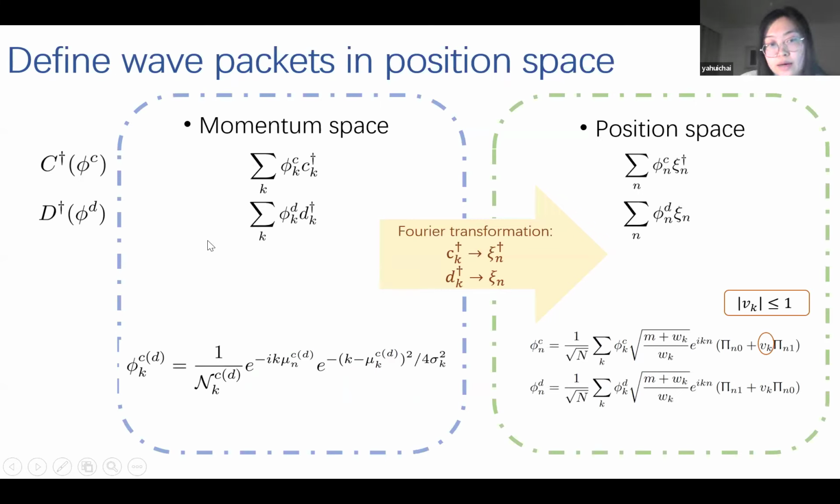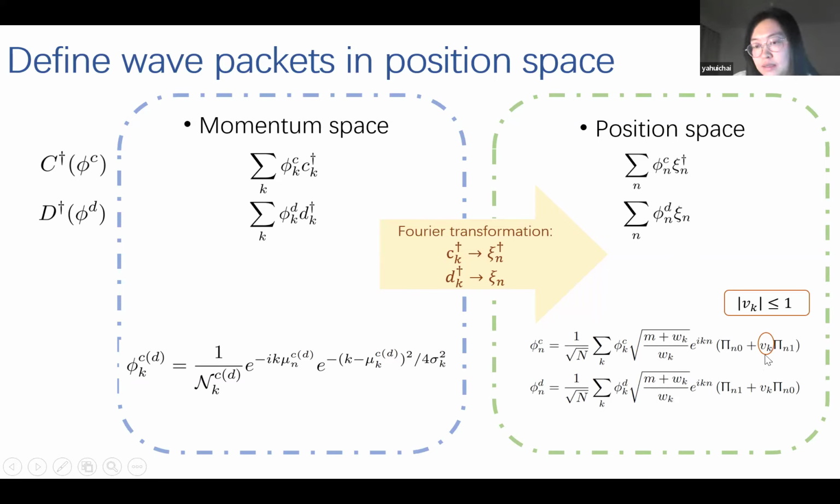So now we have a definition in momentum space, and we can do the Fourier transformation to get the definition of the operators in position space. And we can see the coefficients in position space can also be obtained, and this is related to the definition in momentum space and some constant related to momentum or mass.